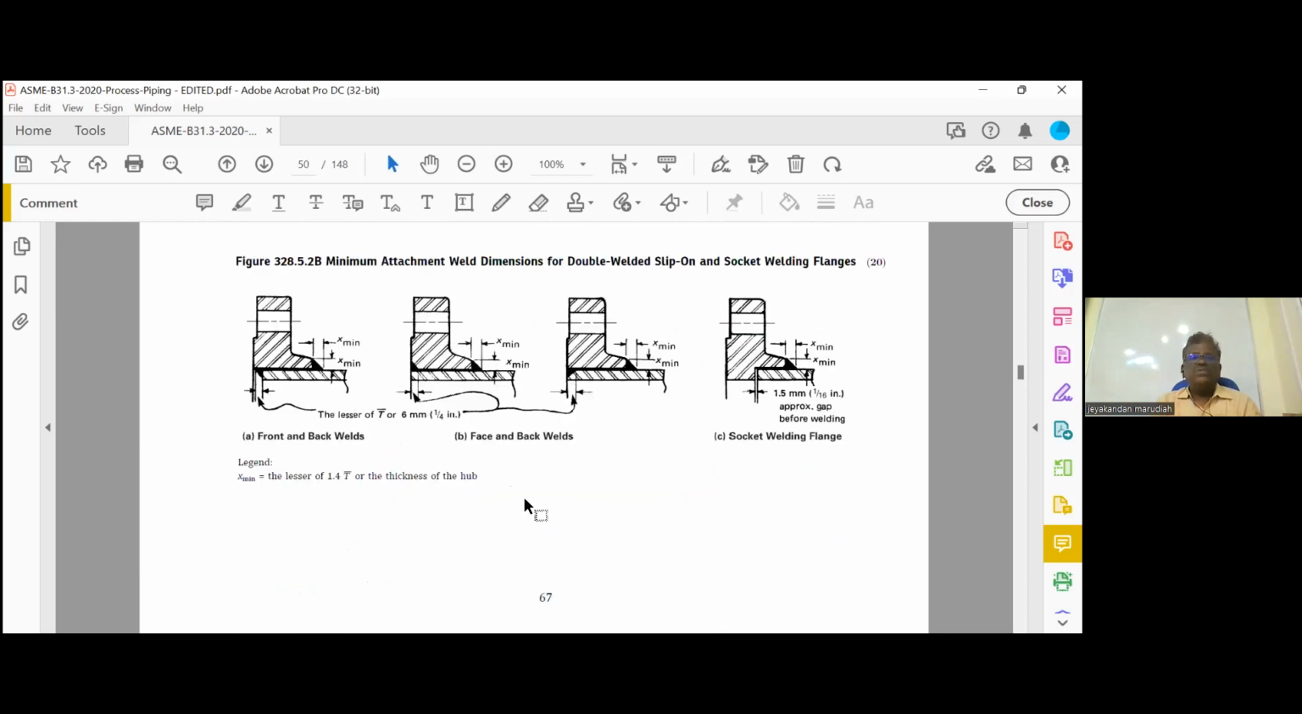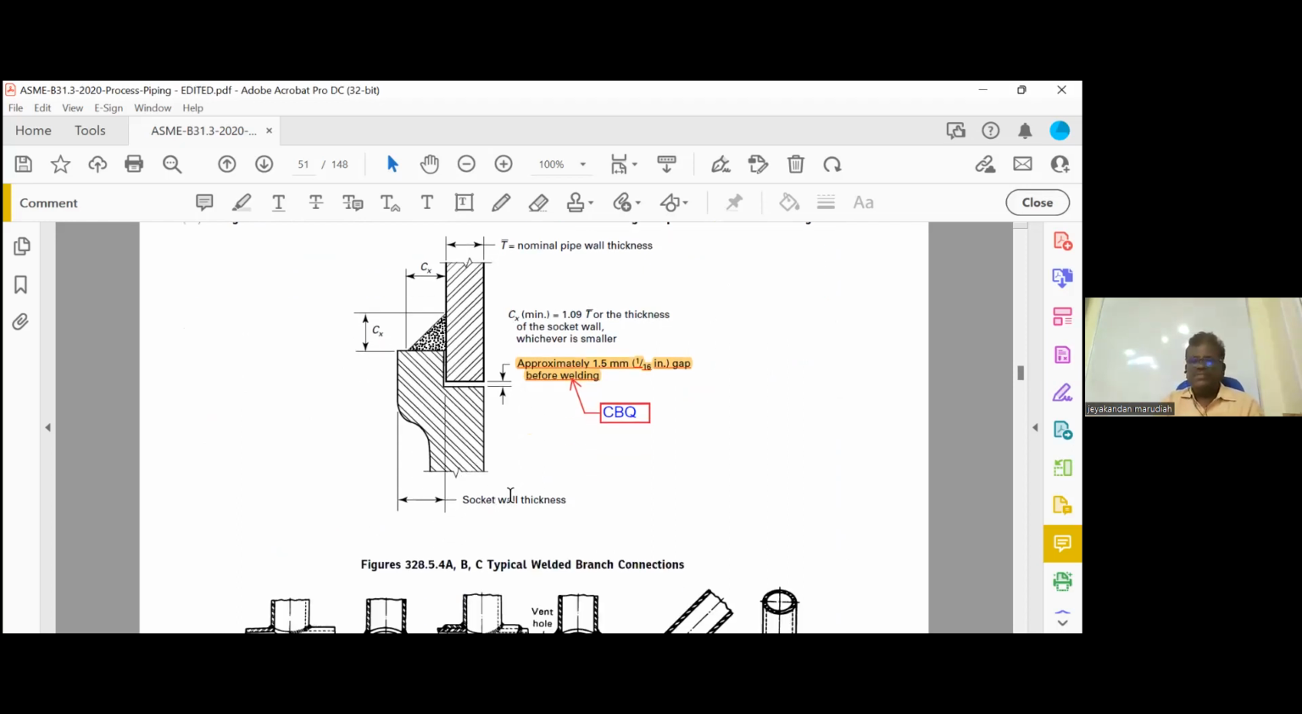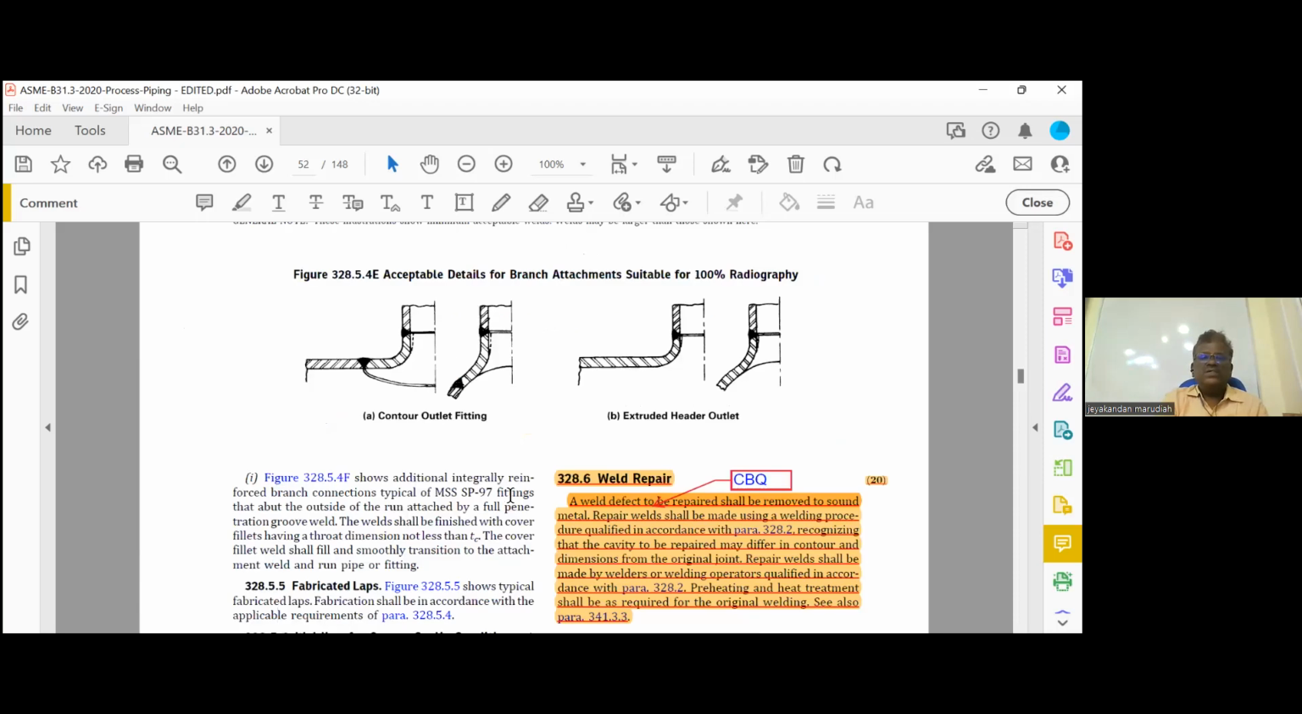Then please go to page number 68. So this is the socket weld gap. This is important. Approximately 1.5 mm gap before welding. When you are making a socket weld, you have to insert the pipe and maintain a gap of at least 1.5 mm approximately before welding. Then these are not important.